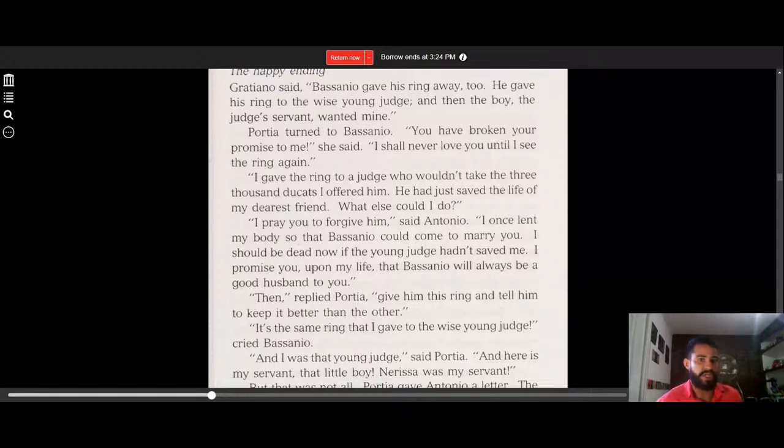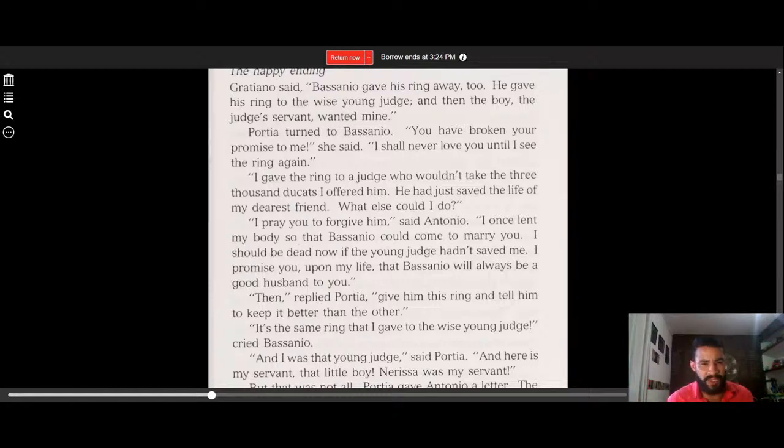Portia turned to Bassanio. You have broken your promise to me, she said. I shall never love you until I see the ring again. I gave the ring to a judge who wouldn't take the 3,000 ducats I offered him. He had just saved the life of my dearest friend. What else could I do?